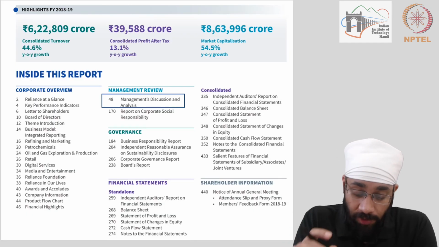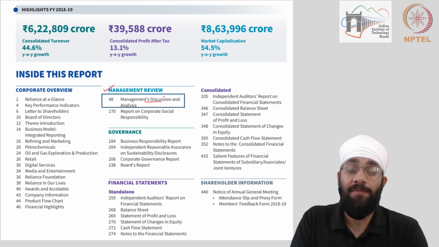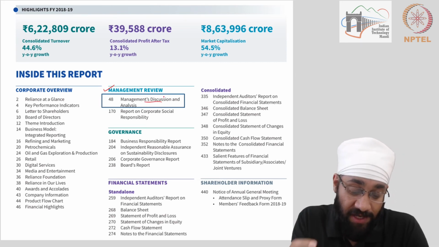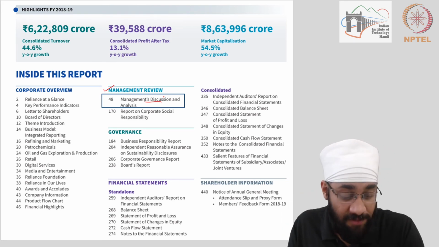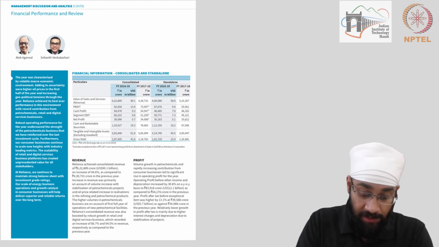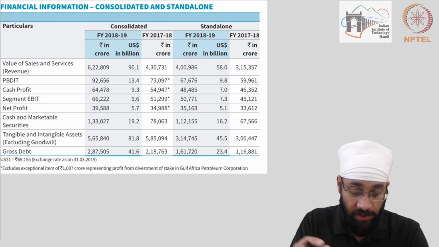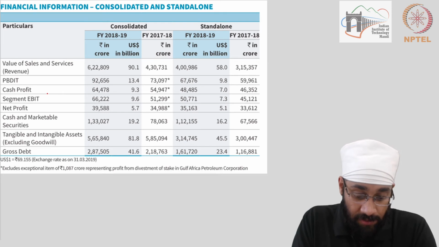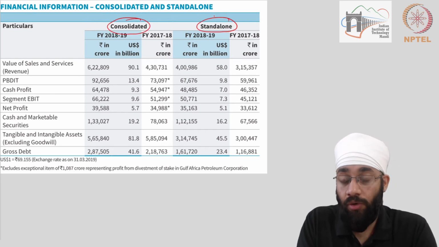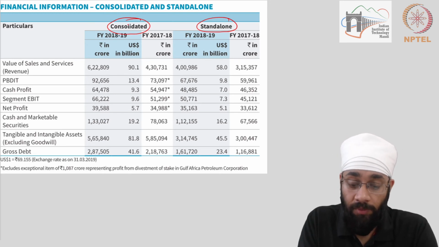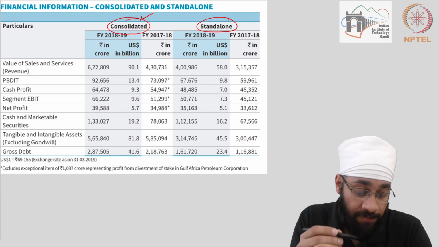Let's move on to another section which is called management review, and management of the company is now doing some discussions on the financials and presenting some analysis. Let's look at the numbers that they are presenting. Here is how the page looks. We are going to zoom into this section here. Okay, what are they presenting? They are presenting consolidated and standalone both. So don't be bothered about what is consolidated and standalone. Let's look at only consolidated for now.